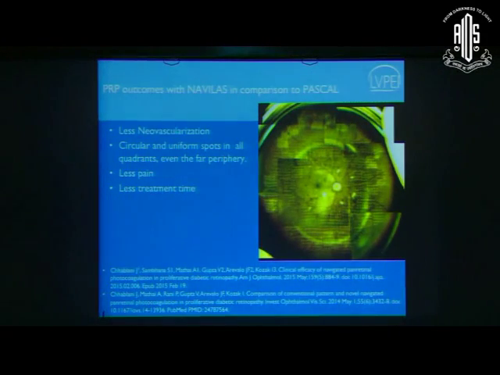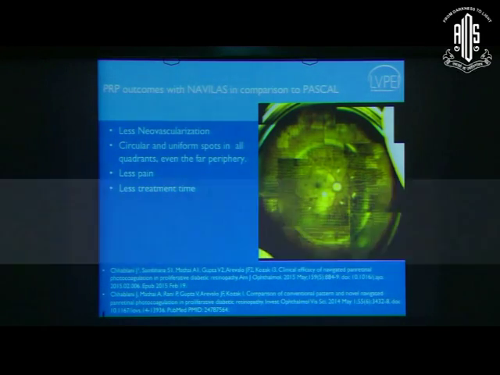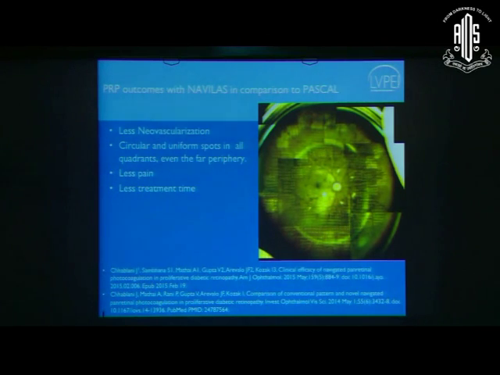So we performed a study in which we compared the PRP laser done by Navilas against the conventional laser for PDR cases, and we reported that Navilas eyes had less neovascularization, and the spot variation was much less. They were more circular or uniform. The patients reported less pain and less treatment time with the Navilas laser.